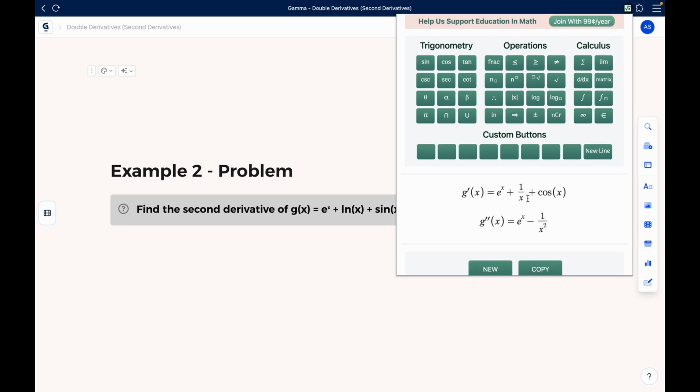Because for the derivative of 1 by x, you can call it x to the power of negative 1. Then using the power rule, you'll get negative 1 times x to the power of negative 1 minus 1. So negative 1 times x to the power of negative 2 is negative 1 by x squared. Then the derivative of cosine of x is negative sine of x.